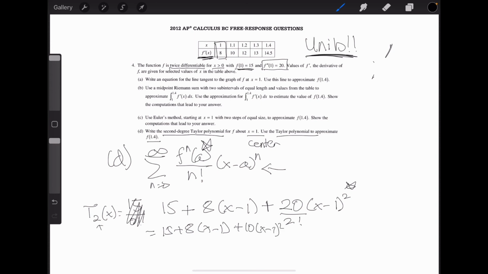Now, we're not done with the question yet. It says to use this Taylor polynomial to approximate f at 1.4. And so we can use this to approximate it by just plugging it in. So this is just some arithmetic. If you plug it in, you'll generate a value of approximately 19.8. And this is another way to approximate it using Taylor polynomials.